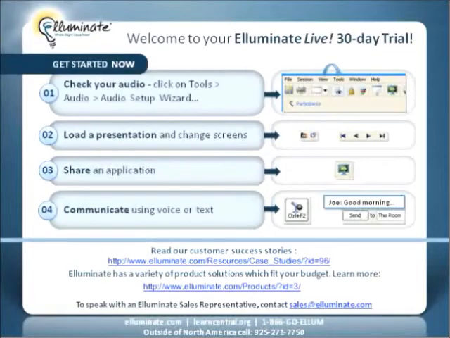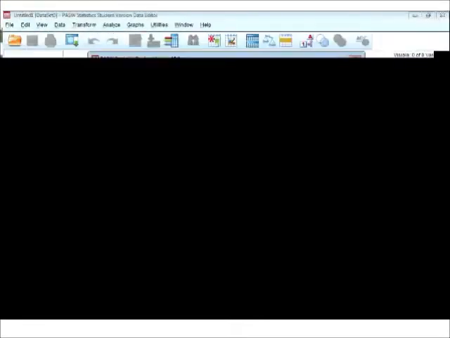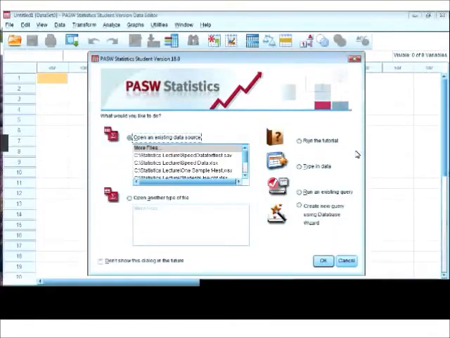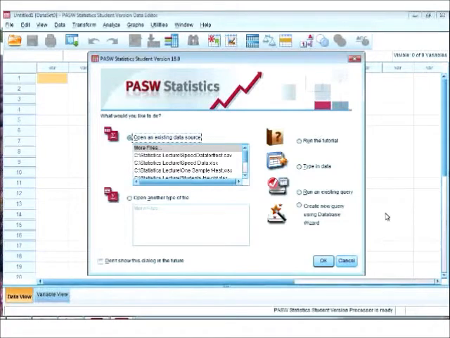So let me close this, and let me open this. Okay. Can you see the SPSS screen?